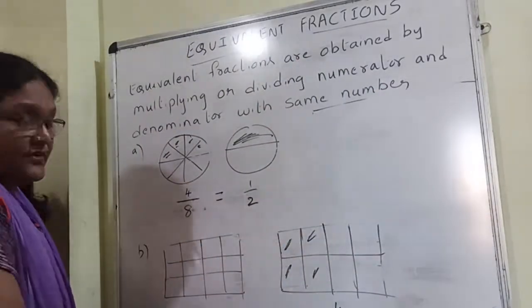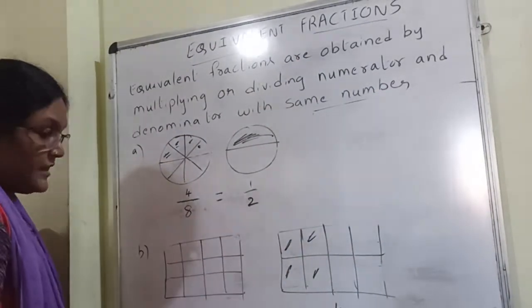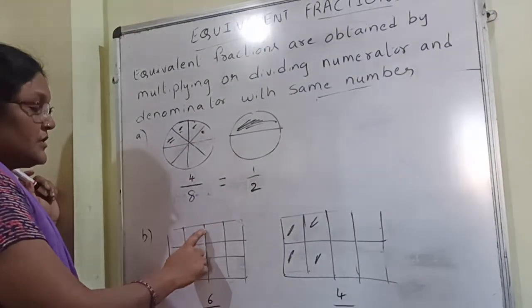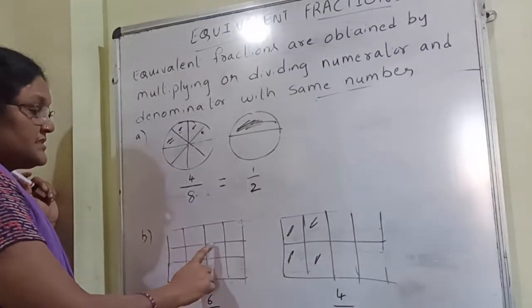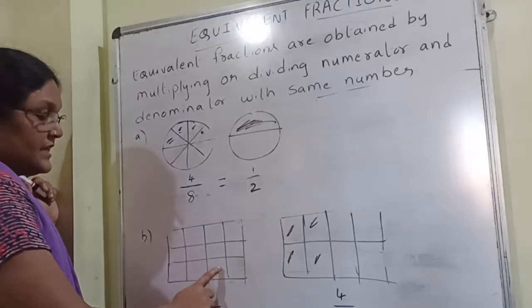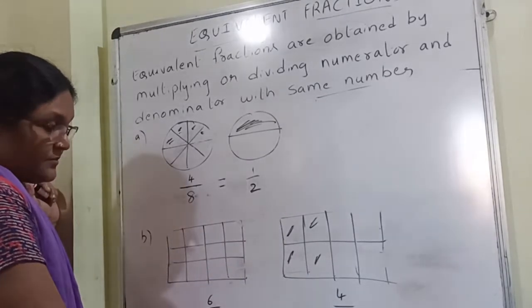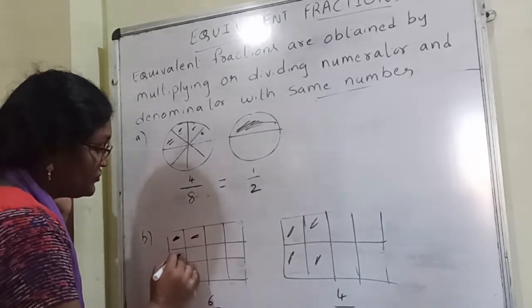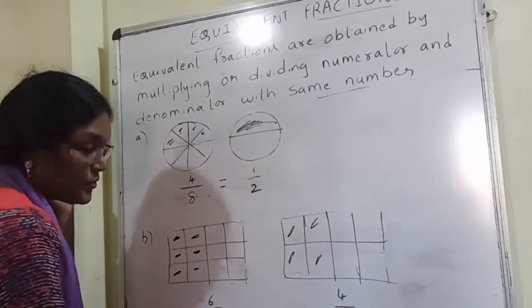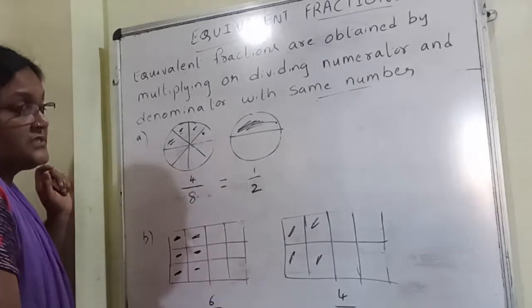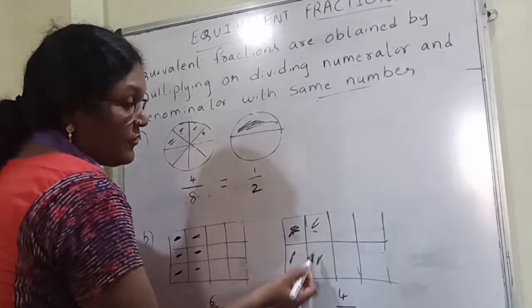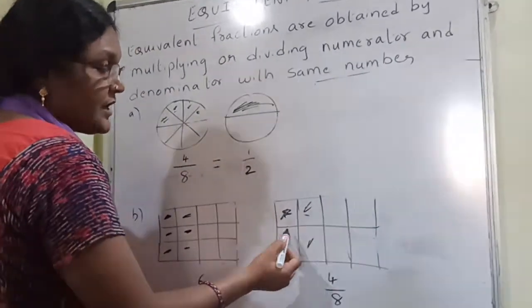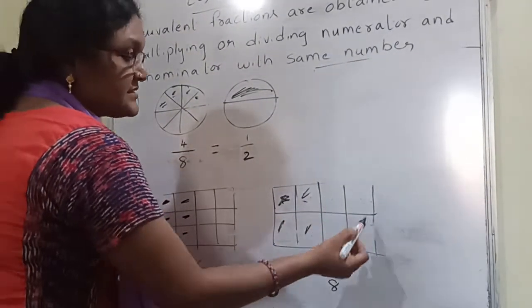Now let us see this figure. Here you can see a rectangle. Okay. Here it has been divided into how many equal parts? 1, 2, 3, 4, 5, 6, 7, 8, 9, 10, 11, 12. We take that as the denominator. And here we have shaded 6 parts: 1, 2, 3, 4, 5, 6. So obviously the fraction will become 6 by 12. Here, how many parts are shaded? 4 parts. Out of how many? 1, 2, 3, 4, 5, 6, 7, 8 parts.